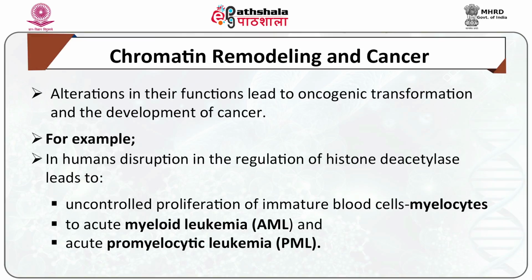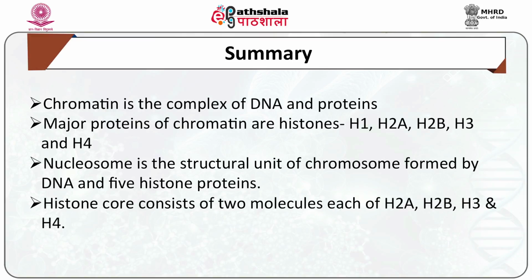For example, in humans, the disruption in the regulation of histone deacetylase leads to the uncontrolled proliferation of immature blood cells known as myelocytes and to acute myeloid leukemia, AML, and acute promyelocytic leukemia, APL. Now, let us discuss the summary.